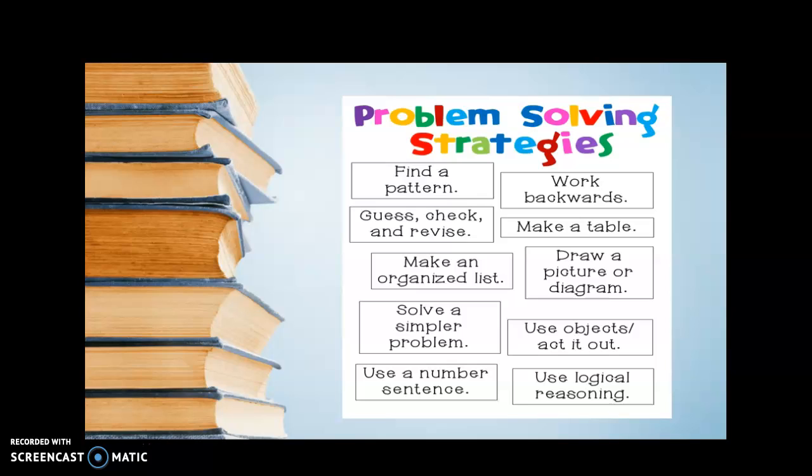All right, here is a list of some strategies that we can use when we are working through multiplication problem solving. These are some good strategies that you can hold on to as you're doing your work, and they'll help you think through your problems and they help you assess if you are arriving at the correct answer. So you can find a pattern in your multiplication problems. You can use objects or act it out.